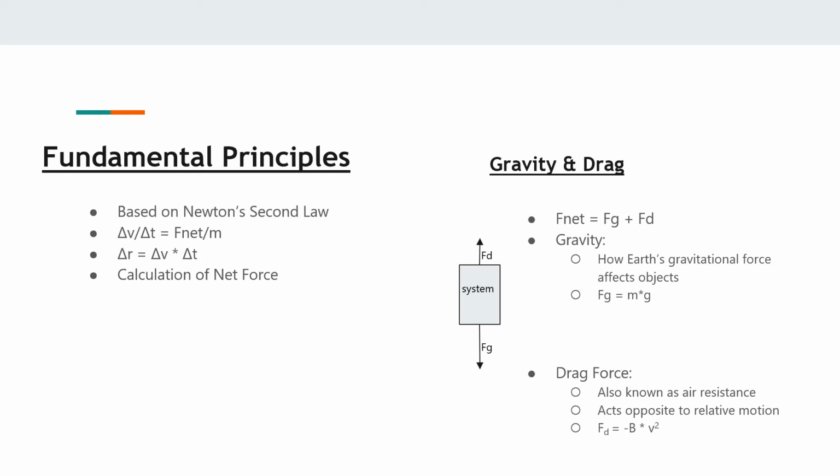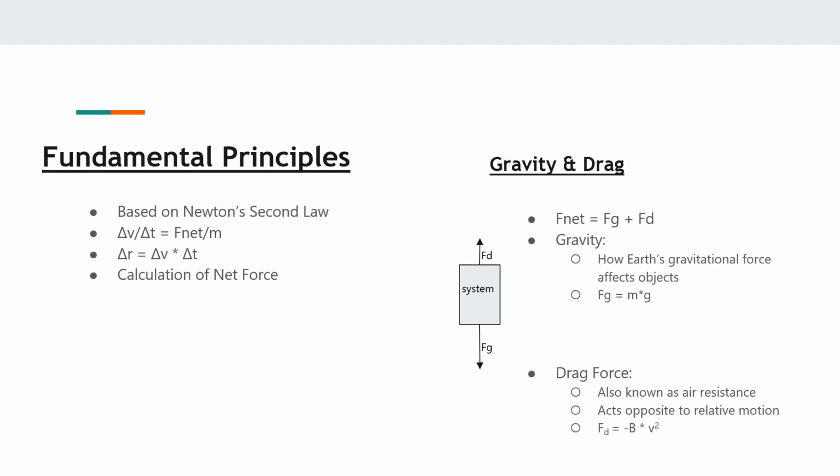There were a few fundamental principles that we needed to know in order to complete this lab. One of those, once again, was Newton's second law. And this allowed us to calculate our net force. As you can see in the equations, the change in velocity divided by the change in time is the net force divided by the mass of the object. And this allowed us to also calculate the displacement, which is simply the change in velocity times the change in time. But also, in order to understand net force, we also had to understand two other forces.